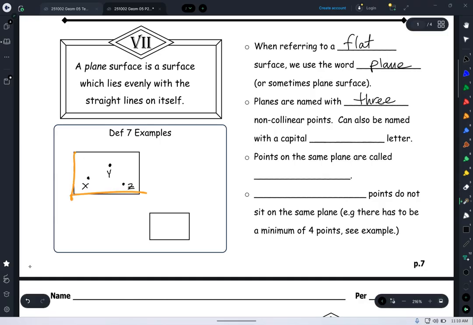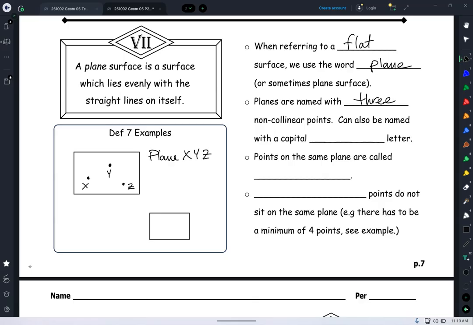So I need both dimensions or a flat surface to contain 3 non-collinear points. And that's what forces me to have a plane. So if I were going to name this, I would name it like this. I would say this is plane, and I'd actually use the word plane, and then 3 capital letters, X, Y, and Z. So this is plane XYZ.